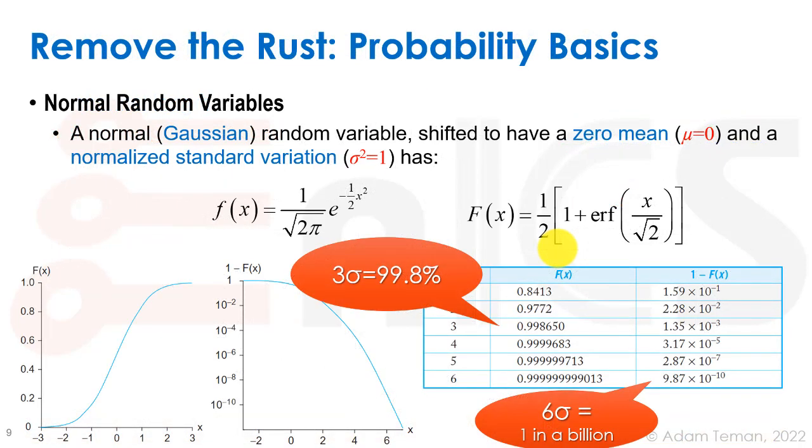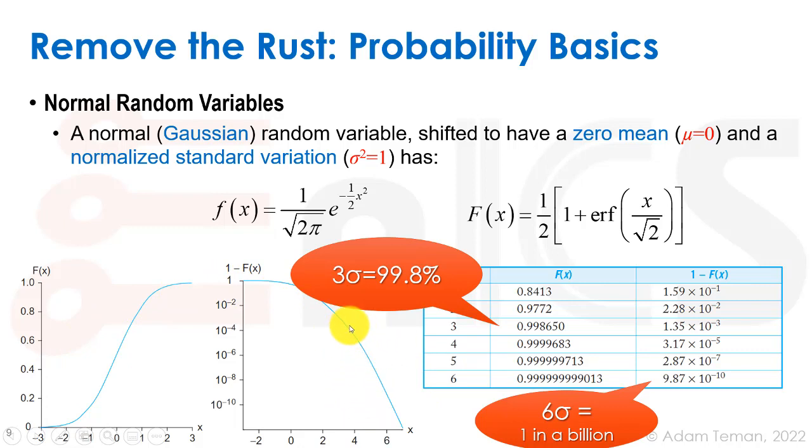And let's go back to our slides and just remember that we're going to be using a lot of normal or Gaussian distributions. A normal Gaussian random variable that's shifted to have a zero mean and a normalized standard deviation of 1 is going to have this type of probability function, and this type of CDF with this error function, and we get the CDF over here and the 1 minus F of x over here.